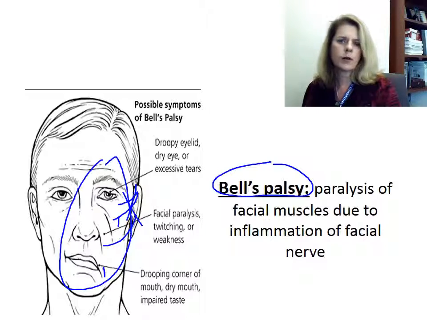And this is not always permanent. Sometimes it can come back because it's inflammation of the facial nerve, whereas a stroke, a lot of times that will be permanent.